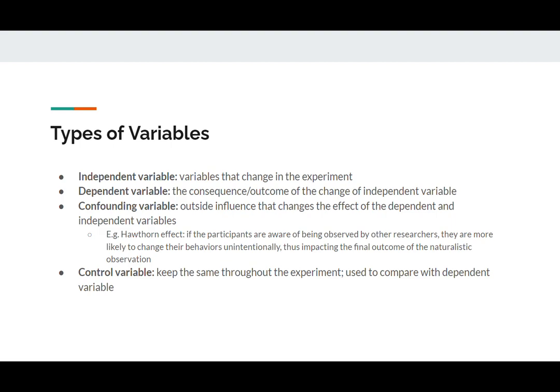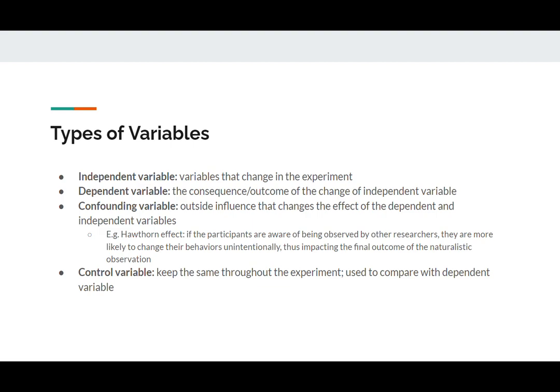And finally, we have the control variable, which is kept the same throughout an experiment and is usually used to compare with the dependent variable, or the final outcome from the independent variable. For example, if a researcher wants to see how sleep affects performance on a test, I was too lazy, so I used the previous example. The control variables could be the test, sleeping atmosphere, and the type of bed. All those things could actually change how students perform on the test.